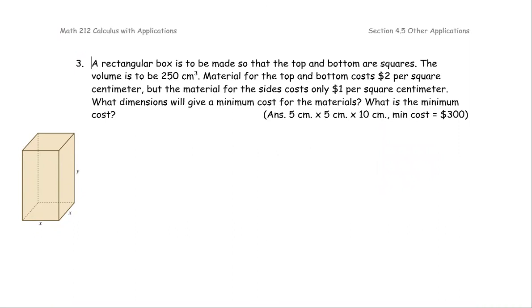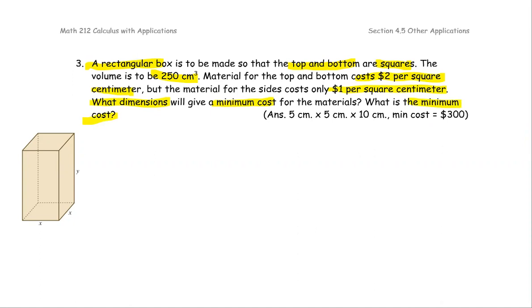In this example, a rectangular box is to be made so that the top and bottom are squared. The volume is to be 250 cubic centimeters. Material for the top and bottom costs $2 per square centimeter, but the material for the sides costs only $1 per square centimeter. What dimensions will give a minimum cost for the materials, and what is that minimum cost?